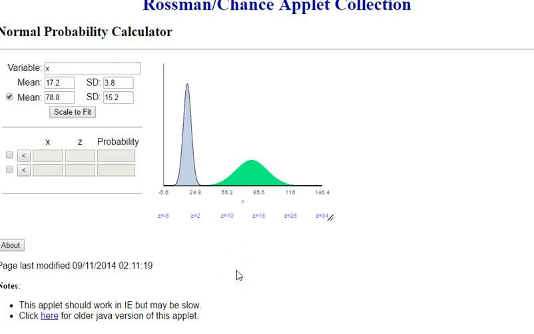Just to show you the difference in the two models, here would be a normal model representing the original scores with mean 17.2 and a standard deviation 3.8. So notice it has a very narrow spread, very tall. Here would be the model with the mean 78.8 and standard deviation of 15.2. It's more spread out. Why is it so much shorter than the other one? Well, the total area under the curve always has to equal 1 for a normal model. So since this one is very skinny, it has to be a lot taller than this one that is more wide and spread out. But notice, changing the mean and standard deviation in a normal model does not change the shape. It's still a normal model either way.